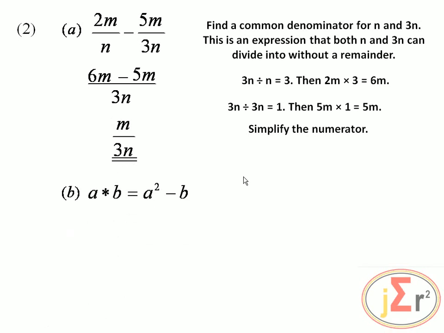Binary operations. a asterisk b is equal to a squared minus b. So if we have 5 asterisk 2, we'll have 5 squared minus 2. So that is 25 minus 2, and the result is 23.